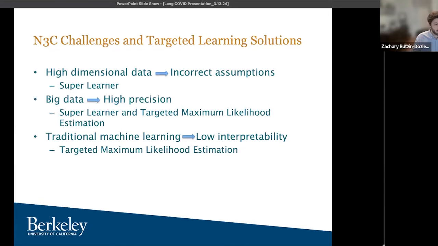Superlearner in really having those minimal parametric assumptions that we described, really letting the data speak for themselves. But then targeted maximum likelihood estimation in then reducing bias. So then we can make sure that, yes, we have high precision, but that we have high precision that then includes that correct estimate. And then finally, there's the apt view that traditional machine learning has low interpretability and a lack of ability to make causal inference. And then that's where targeted maximum likelihood estimation is so useful. We can incorporate a lot of these causal inference considerations, we can reduce bias, and we can yield an interpretable causal estimate.